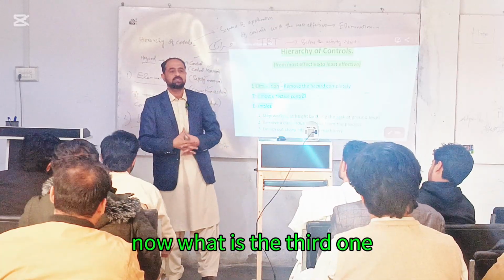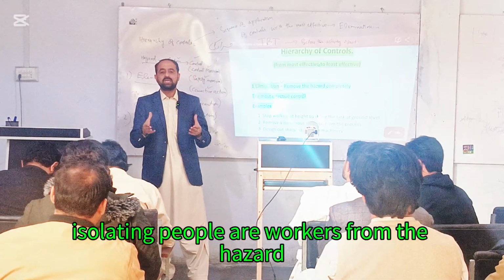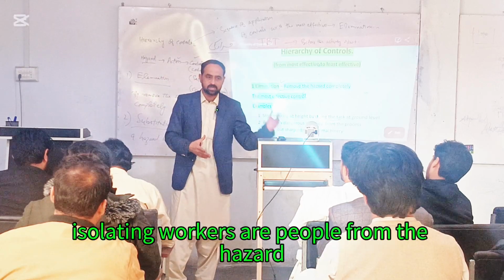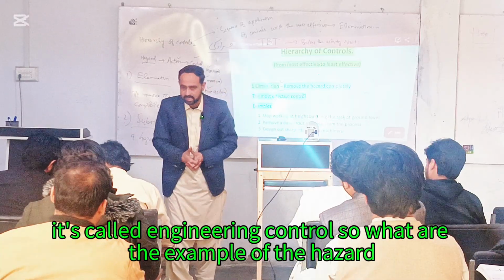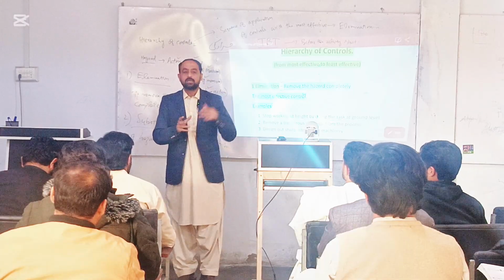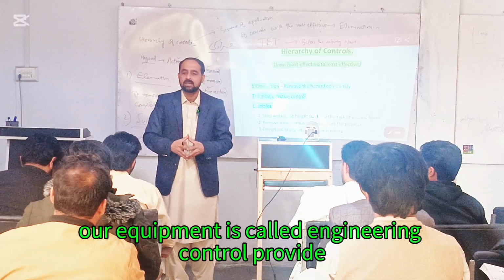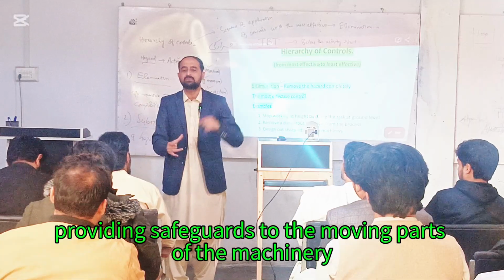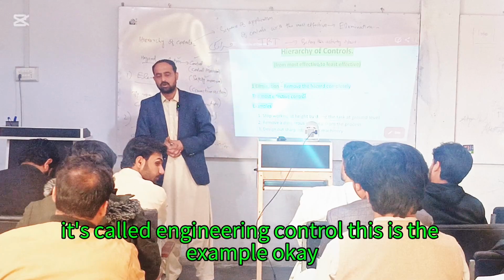Okay. Now, what is the third one? The third one is called engineering control. Isolating people or workers from the hazard is called engineering control. So, what are the examples of engineering controls? Providing safeguards to the machinery or equipment is called engineering control. Providing safeguards to the moving parts of the machinery is engineering control. This is the example.